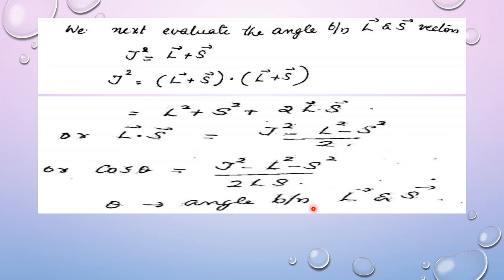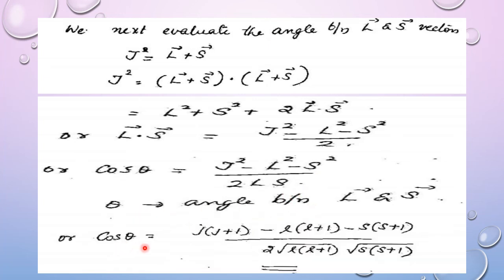Or cos θ is equal to, what is J squared? J into J plus 1; L squared is L into L plus 1, and S squared is equal to S into S plus 1, and here L is root of L into L plus 1, and S is equal to root of S into S plus 1. So cos θ is equal to this equation. Okay.